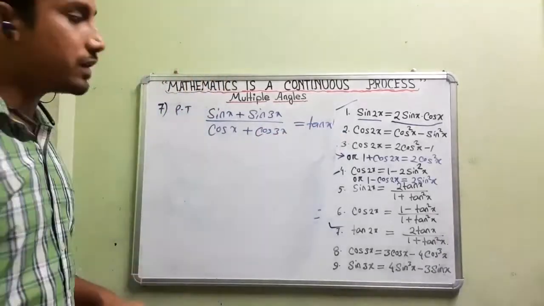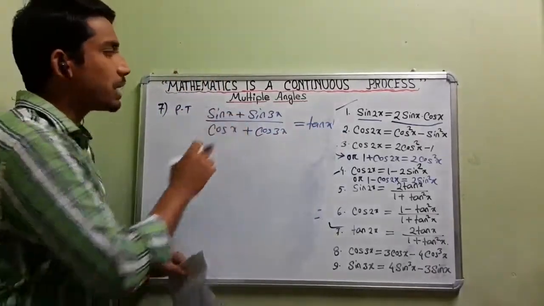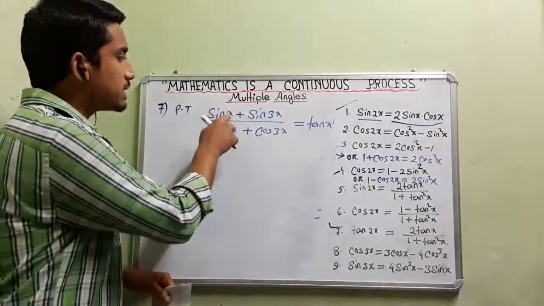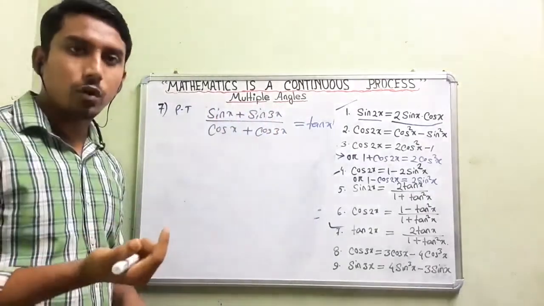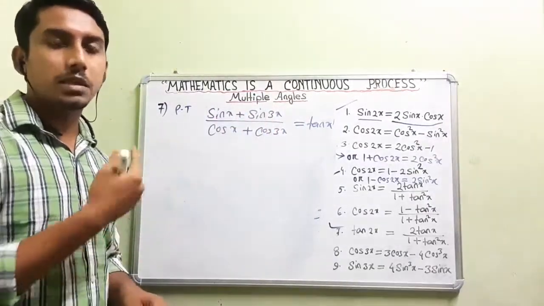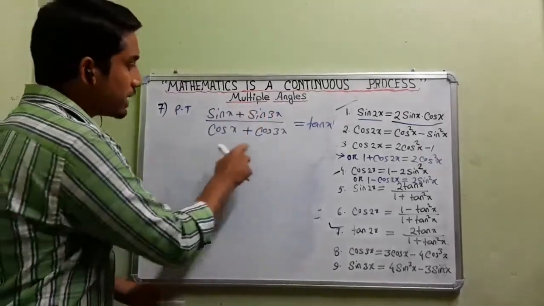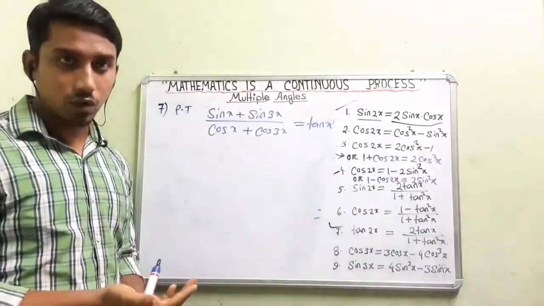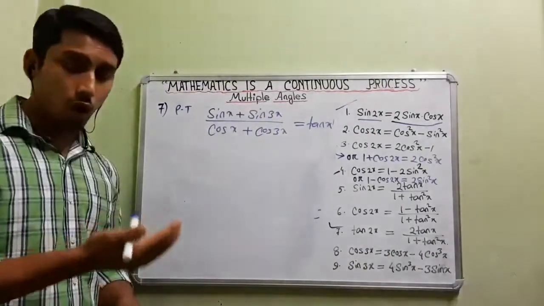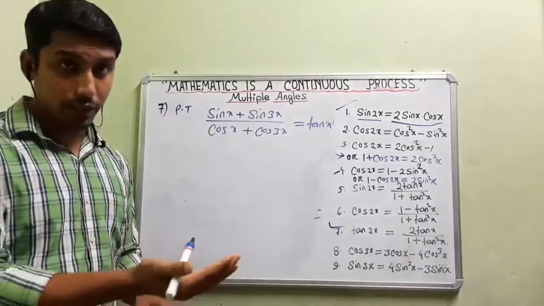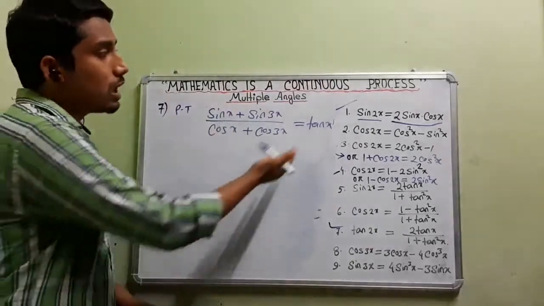So I am giving the hint. Here you will use the sin C plus sin D formula, which you already know from the previous topic: 2 sin((C+D)/2) cos((C−D)/2). In the denominator, the form is cos C plus cos D, which is again 2 cos((C+D)/2) cos((C−D)/2). So just use the formula, and you will get your proof.